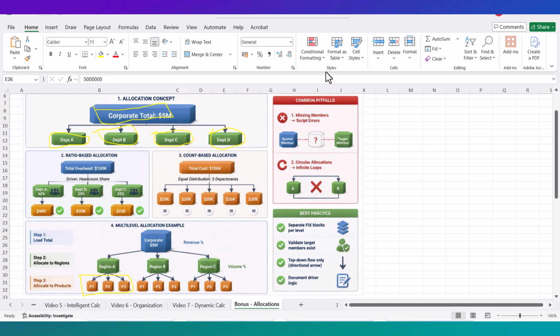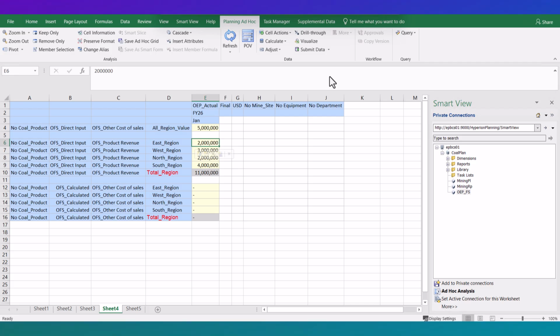So what is step 1? Let me take you through a real-time example. As you can see, we have loaded $5 million at the all region level. So this is at the parent level. We have $5 million and there are 4 regions and their respective revenue values, which are 2, 3, 2 and 4, that is around $11 million.